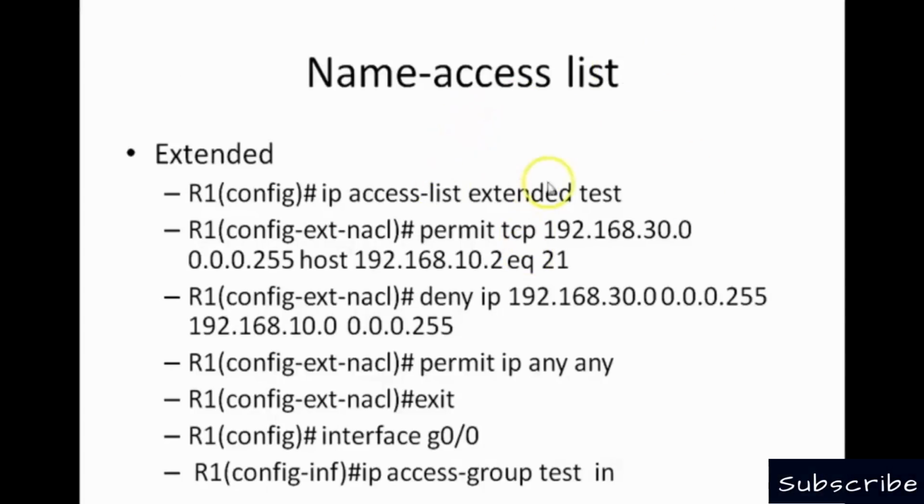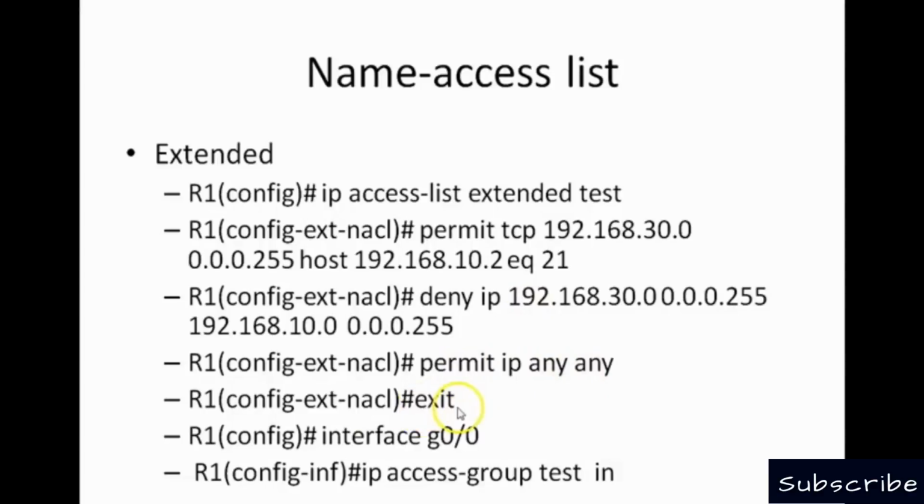So instead of a particular number, here you need to write in global configuration IP access-list extended and the name of that extended access list. The same commands, but you start from permit TCP, that is 30.0, host 10.2 equal to 21. So it will allow this traffic, that is FTP traffic. Apart from that, it denies all other traffic, and apart from this particular network, it allows other networks.